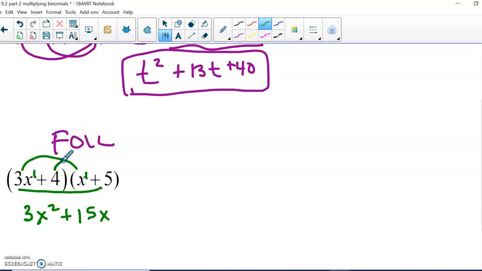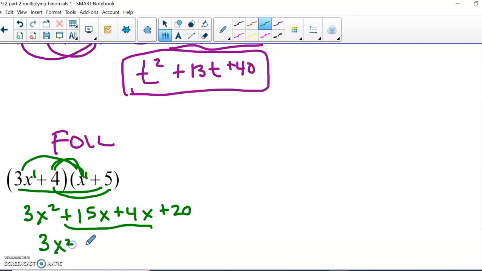I is our inside terms. That's the 4 times the x is going to give us 4x. And L again is our last term. 4 times 5 is 20. Before we finish, we say, hey, let's combine our like terms. So I get 3x squared, 15x plus 4x gives us 19x plus 20.